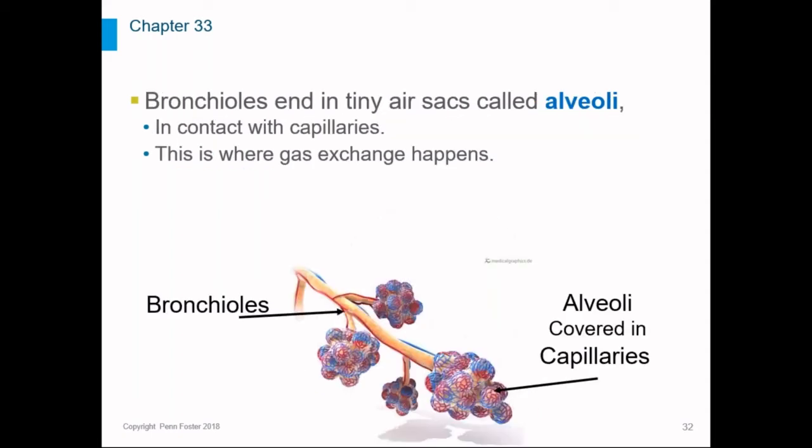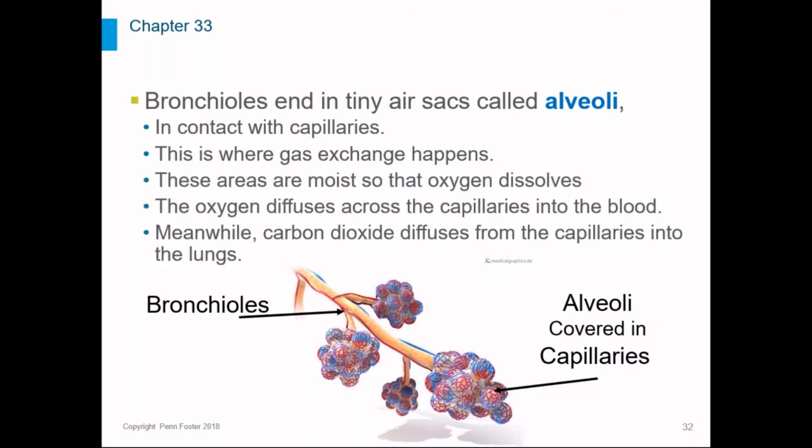The bronchioles end in tiny air sacs called alveoli, which are in contact with capillaries. In fact, the alveoli are just basically covered in capillaries. And this is where the gas exchange happens. These areas are moist so that oxygen can dissolve into that moisture, and then it diffuses across the capillaries into the blood. Meanwhile, carbon dioxide is diffusing from the capillaries back into the lungs.